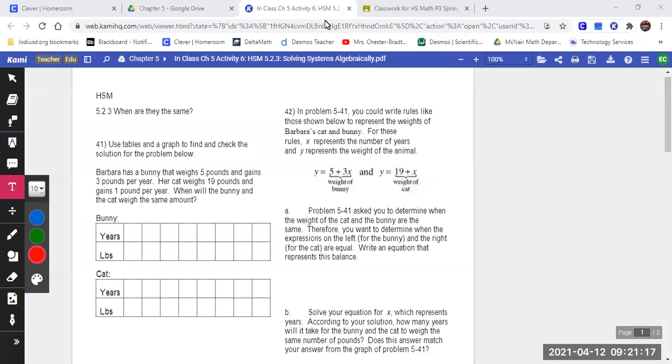We've already done using tables to graph. We've already done that, so we're just going to do that again. Okay, we're going to use our tables to graph these two equations together, side by side. So we've done that for a couple days now.